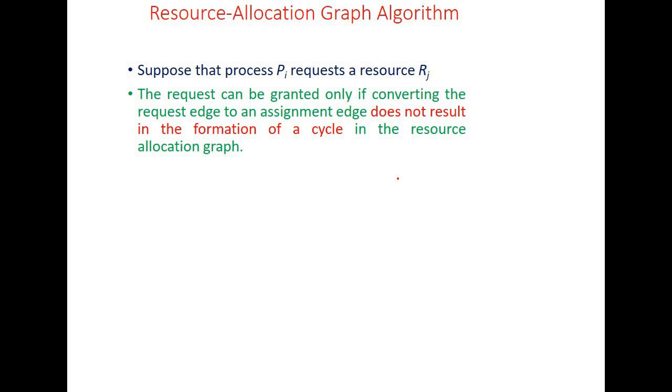So the request can be granted only if converting the request edge to an assignment edge does not result in the formation of a cycle in the resource allocation graph. Then only the resource will be granted to the process. Otherwise, it will not be granted. This is considering the safe state condition of the system. If allocation of the resource to a process does not form a cycle, then the resource will be allocated. If it forms a cycle, the resource request will not be granted.